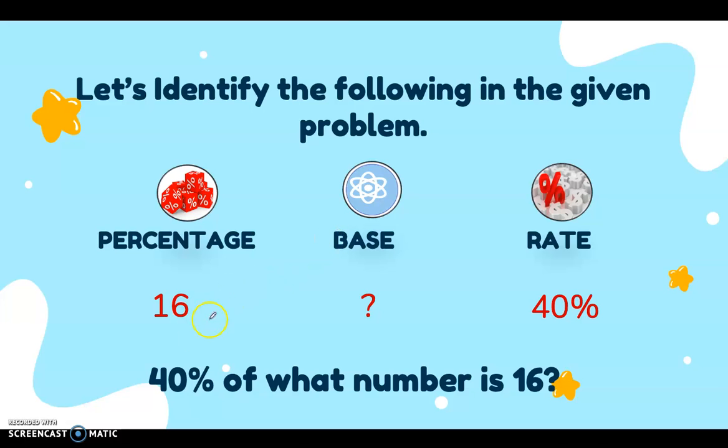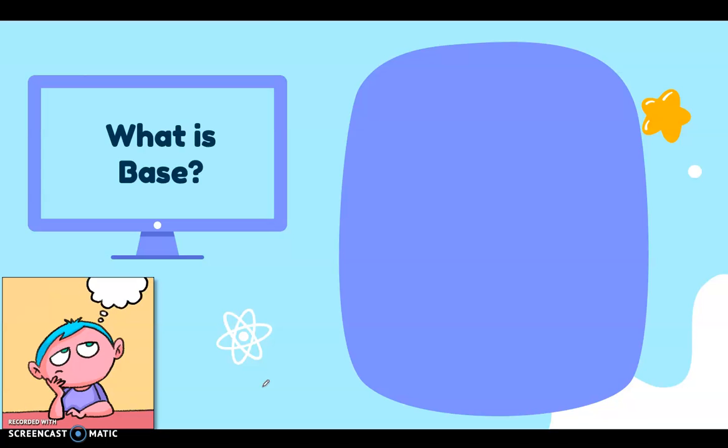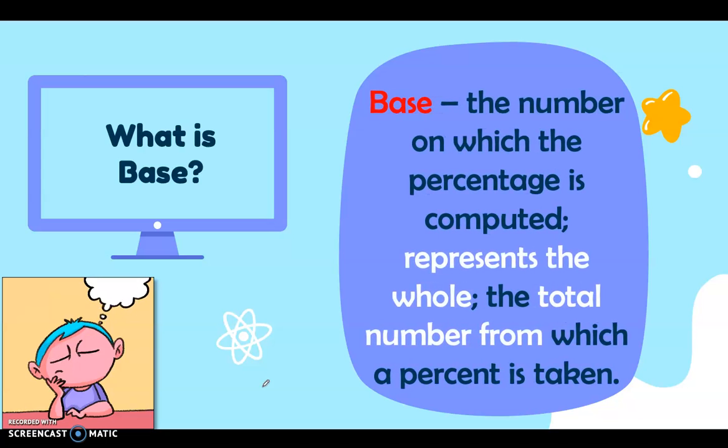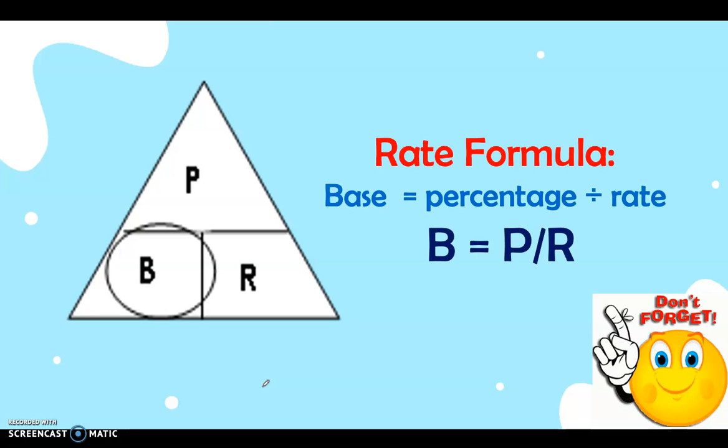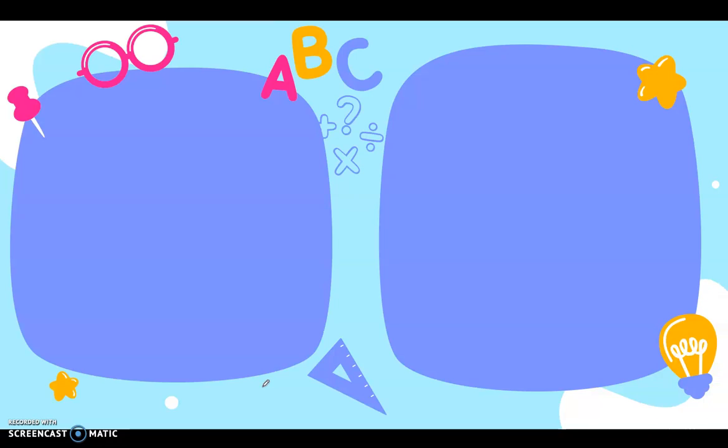Now the question would be, 40% of what number is 16? So we are looking for the base. To find the base, let's first recall what base is. Base is the number on which the percentage is computed, and it represents the whole, the total number from which a percent is taken. Now, with this triangle, we'll be able to find a formula for the base, which is base is equal to P divided by the rate. So, percentage divided by the rate.